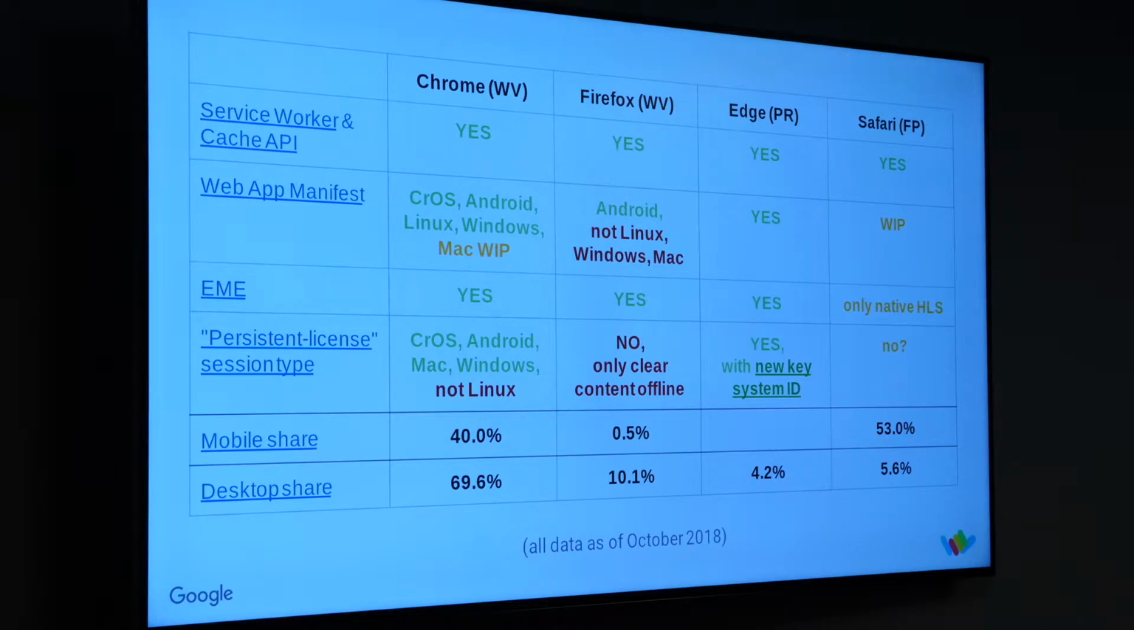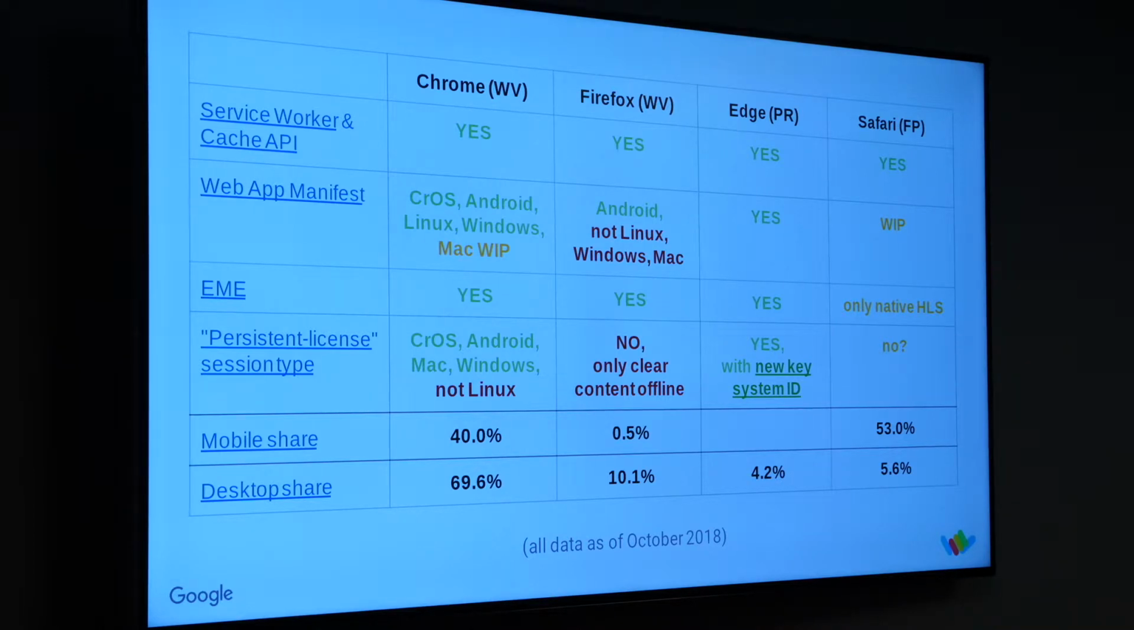EME is available everywhere, with the exception that for Safari you have to use their native HLS implementation. You can't use Media Source and EME together on Safari yet. Maybe if more people request it, they might change that. And then the bottom half of that is the premium media part, EME and persistent license.